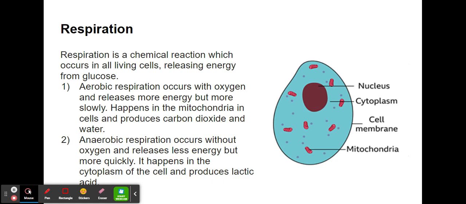Aerobic respiration needs oxygen to occur. So it needs to happen in a cell where there is oxygen in order for the reaction to occur. Now, aerobic respiration is good because it releases more energy. It releases that energy slowly. That happens in a part of the cell called the mitochondria.